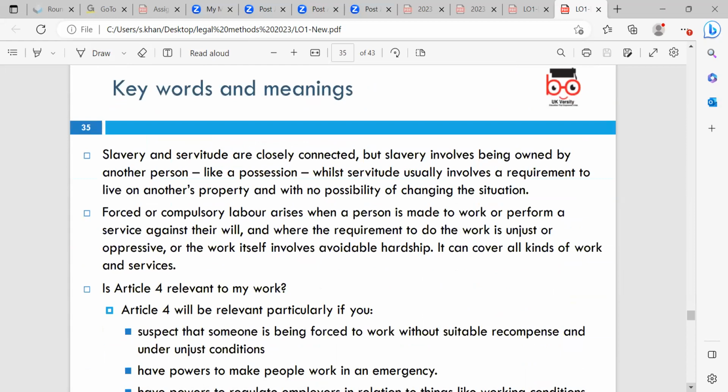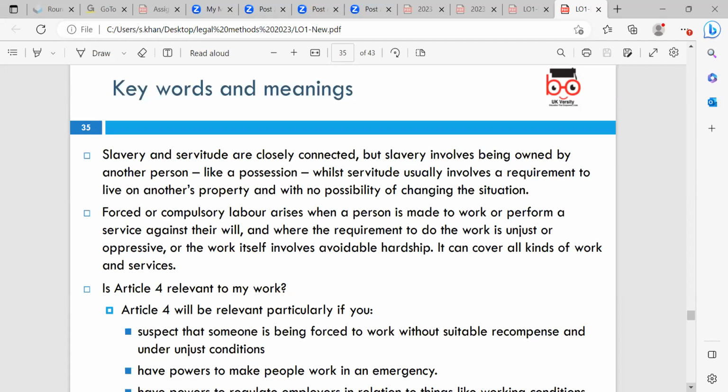Keywords and meanings. Slavery and servitude are closely connected, but slavery involves being owned by another person like a possession, while servitude usually involves a requirement to live on another person's property and no possibility of changing the situation. Forced or compulsory labour arises when a person is made to work or perform a service against their will, and where the requirement to do the work is unjust or oppressive, or the work itself involves avoidable hardship. It can cover all kinds of work and services.